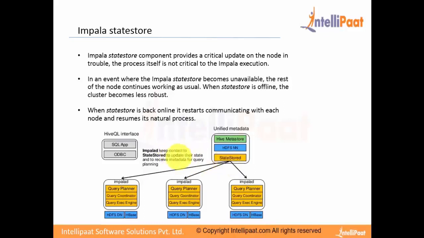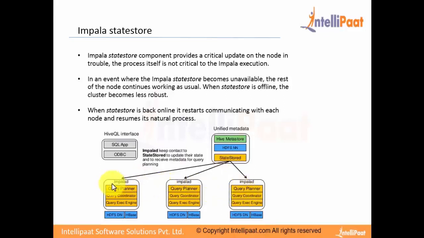So let's understand these 3 points in detail by looking at the diagram shown in the bottom half of the slide. The thing to take care of in this slide is that I have 3 slave nodes where Impala D is running. They are the bottom 3 nodes, which are connected to this unified metadata node, which has the state store D daemon running there.